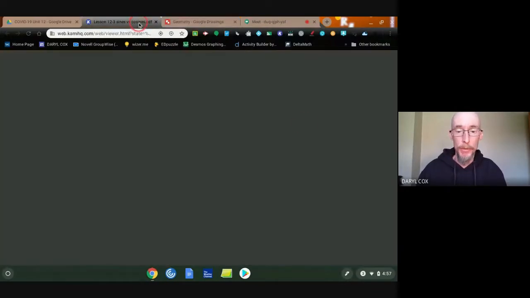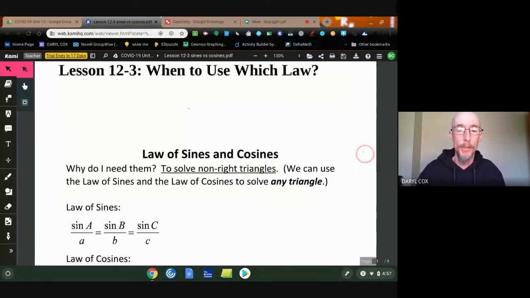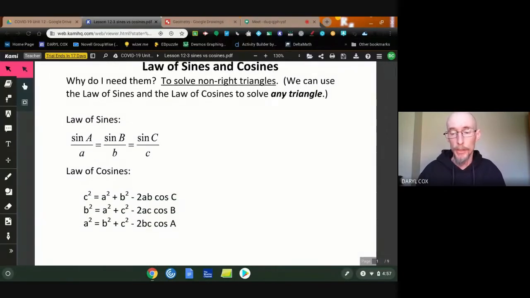So let's take a look at what we know, okay? We already know what the law of sines and law of cosines are. We talked about the law of sines being these ratios, and we talked about the law of cosines being something that looks like this. Although we tend to just remember this first one, because the first part of it reminds me of the Pythagorean theorem, so it helps me remember it a little better. So that's what we want to be focusing on. How do I know when to use which one? So let's look at that.